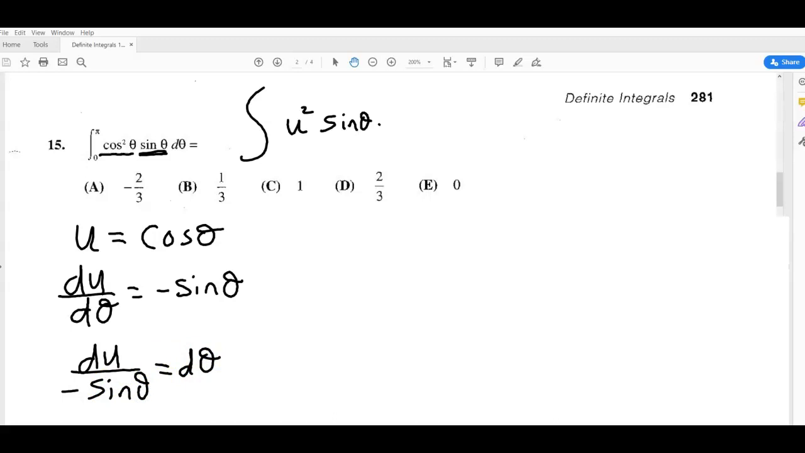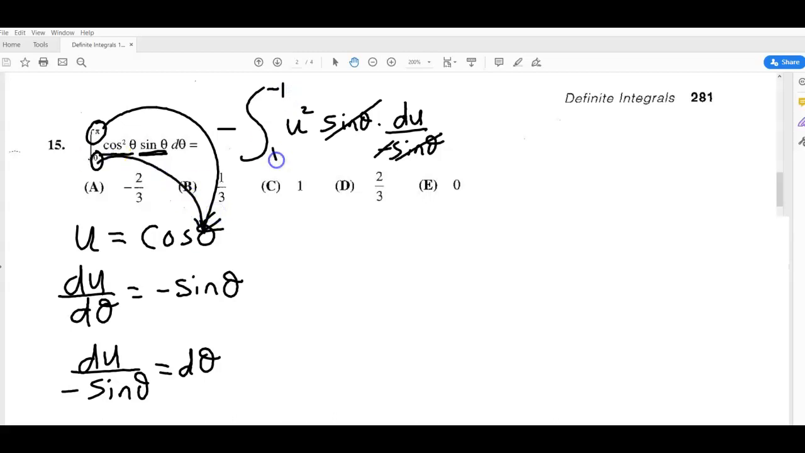I can replace d theta with du over negative sine theta. Now the signs cancel out, but I still have a negative there, which I'll just go ahead and move out to the front. Another thing that we need to do is something about these. These are theta values, but now we need a u value. So if you plug in pi for cosine, you're going to get negative 1. And if you plug in 0, you're going to get positive 1. So the clean version of this would look like this.